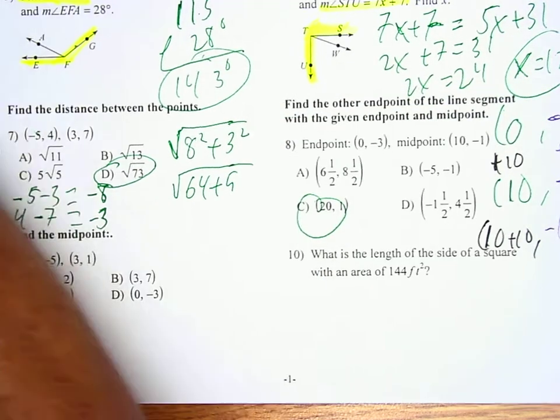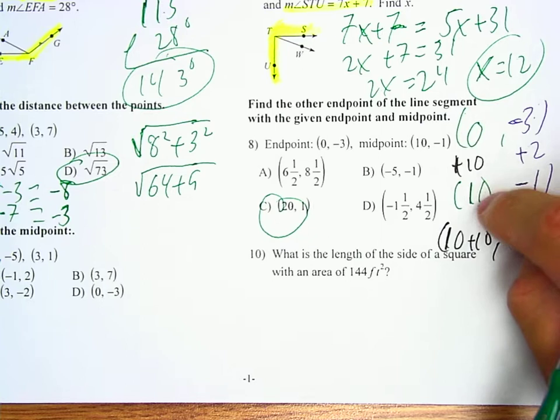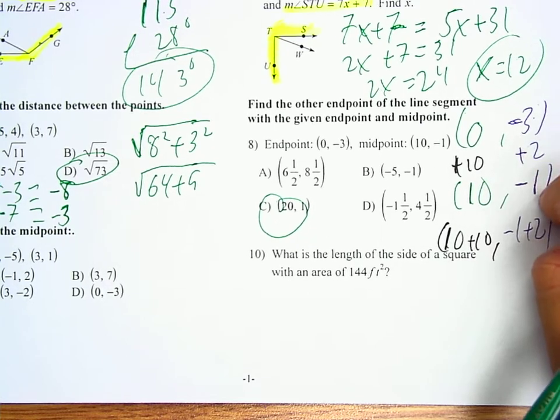Again, when you're looking at this, find the other endpoint question, it's establishing a pattern. It's asking what did you have to do to get from the endpoint to the midpoint? What did you have to add to the x's? What did you have to add to the y's?